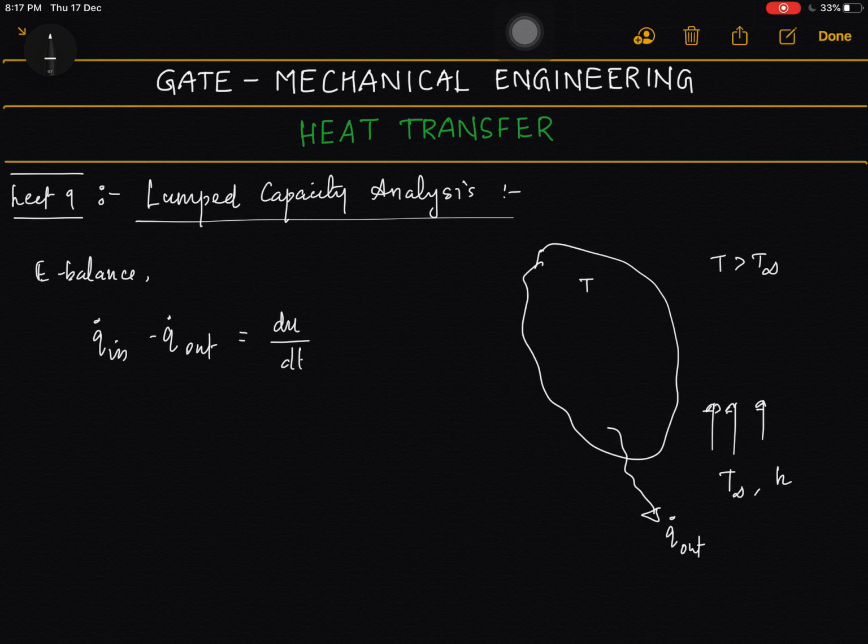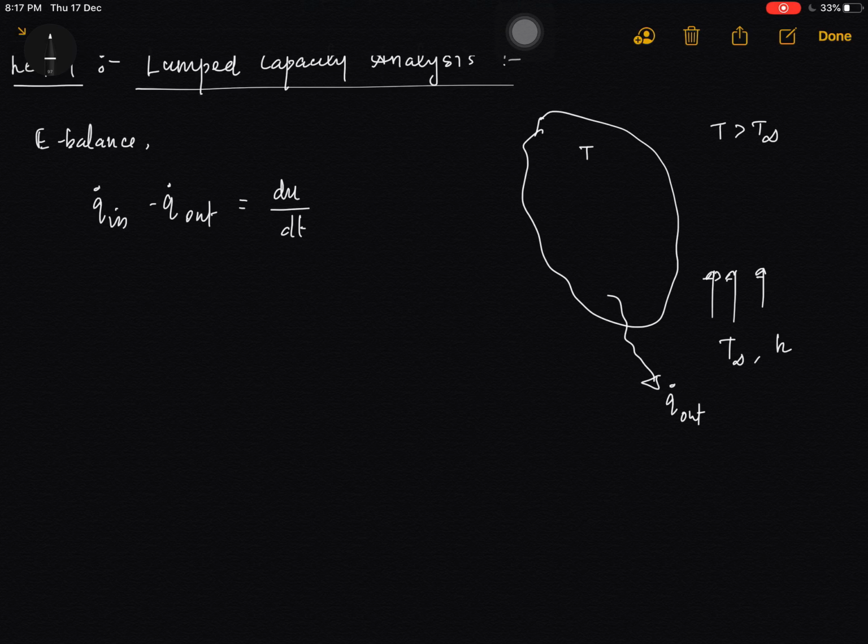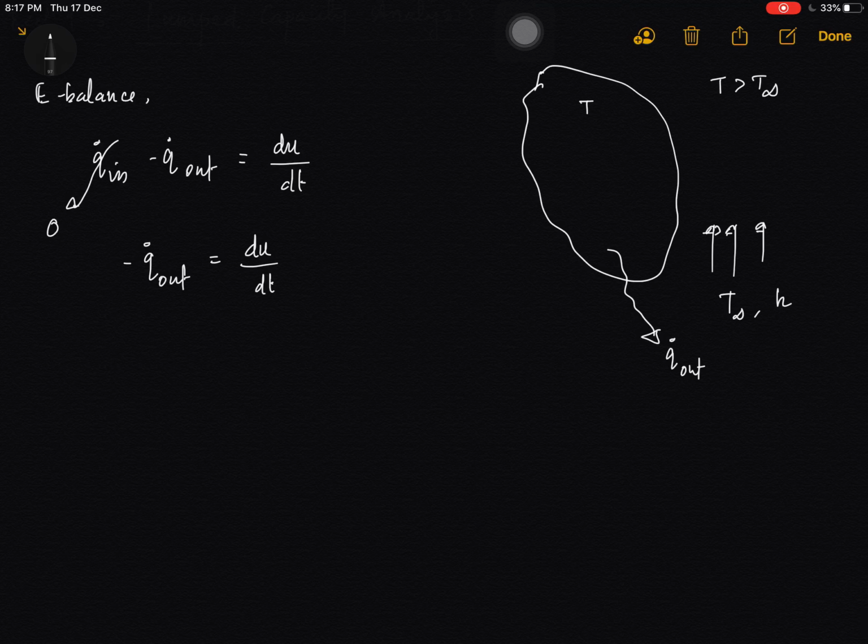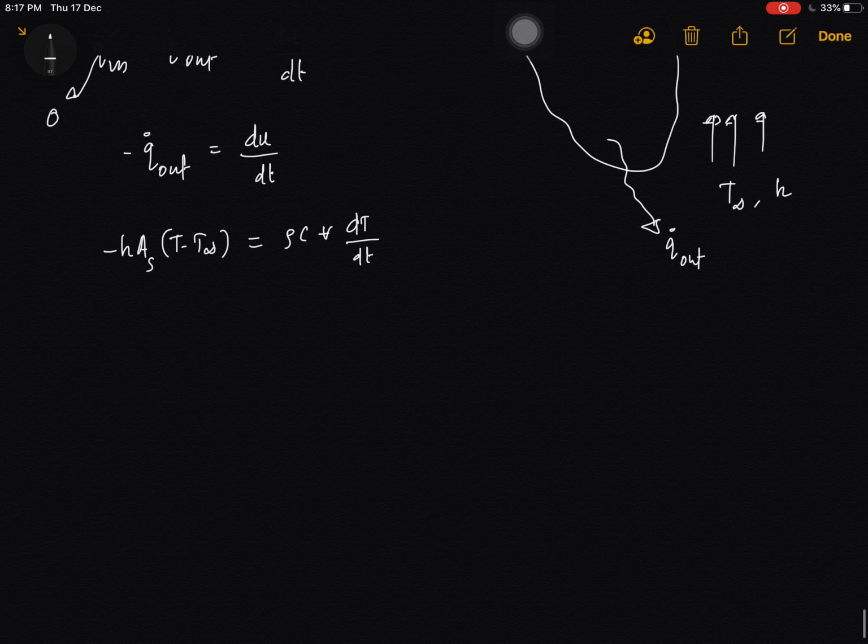So we can write the energy balance for this body as Q dot in minus Q dot out will be equal to dU by dt, where U is the internal energy. We can see that no heat is entering the body, so Q dot in is equal to 0. So we can write minus Q out equal to dU by dt, and this Q out is occurring by convection. So we can write this as minus h A_s (T minus T infinity) equal to rho into C into V into dT by dt.